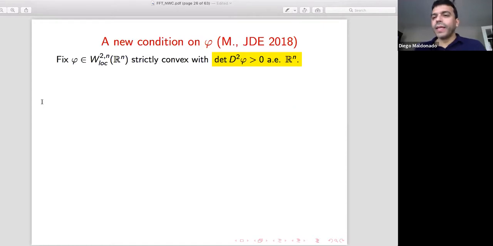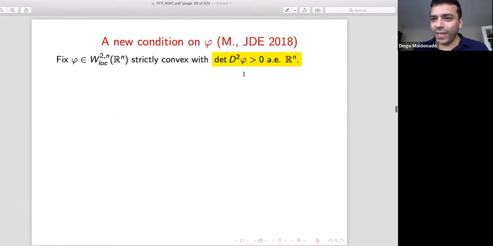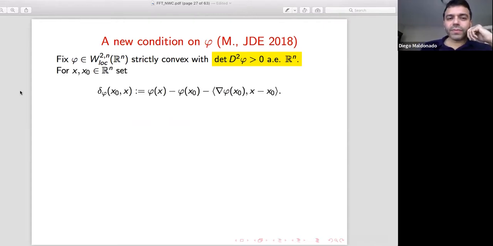So what to do? Let's introduce a new condition that's going to allow for the determinant of the Hessian being positive almost everywhere. You see? And this is in a hyperplane. It's going to have measure 0. So now determinant positive almost everywhere. It's a big jump.